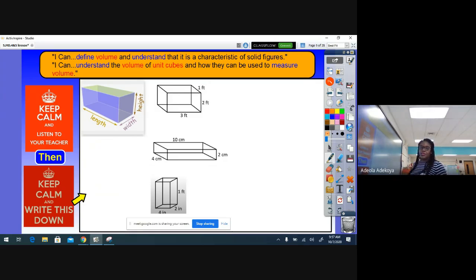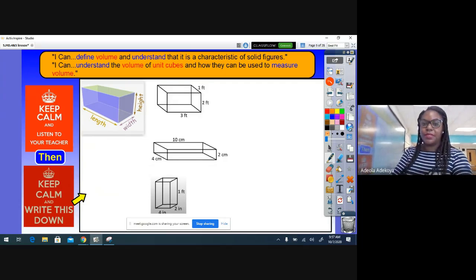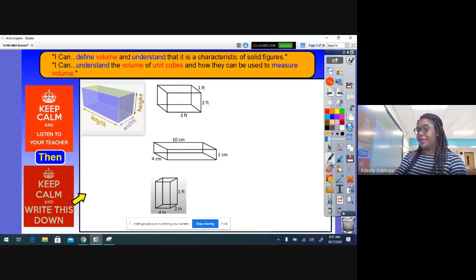The first thing I always do when I have to measure something is write the formula, then plug in the numbers and work from there. With the first one, notice that this is measured in feet. So my answer would be in cubic feet. Another way to write cubic feet would be like that, with my 3 like an exponent.